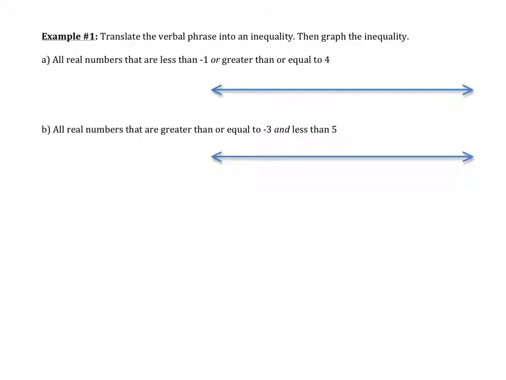Example number 1, translate the verbal phrase into an inequality, then graph the inequality. Part A, all real numbers that are less than -1 or greater than or equal to 4. So notice this says the word or.